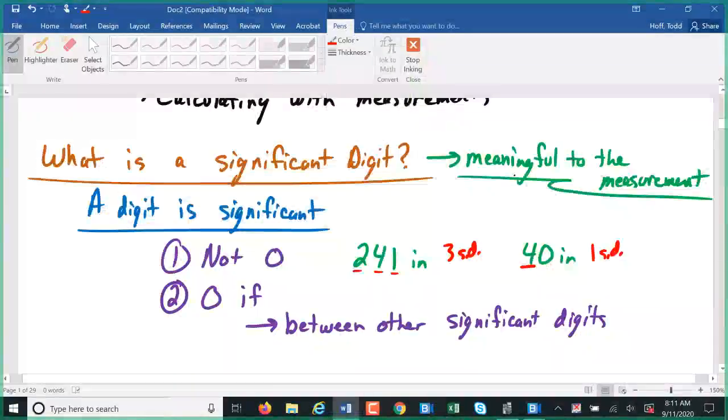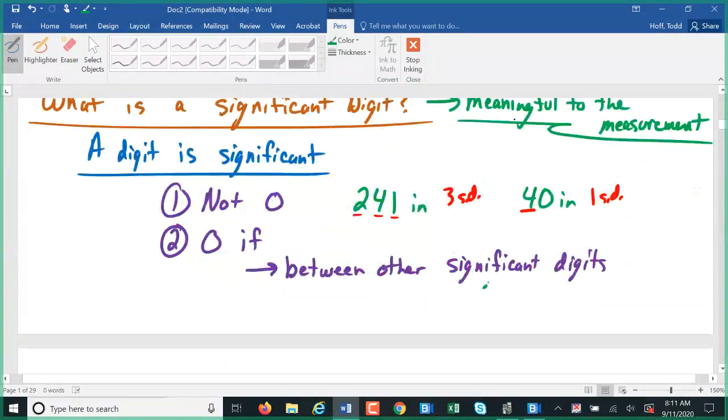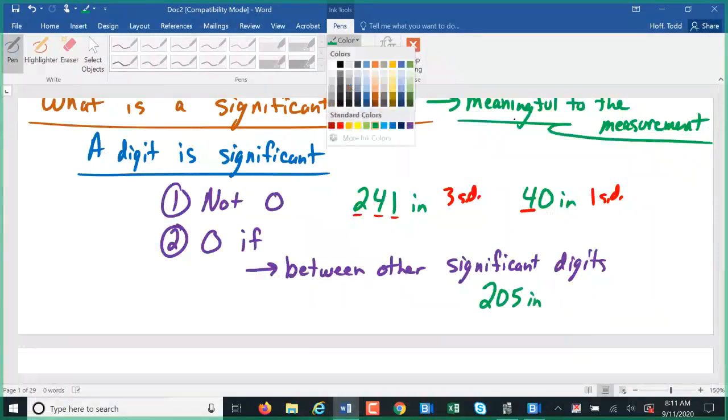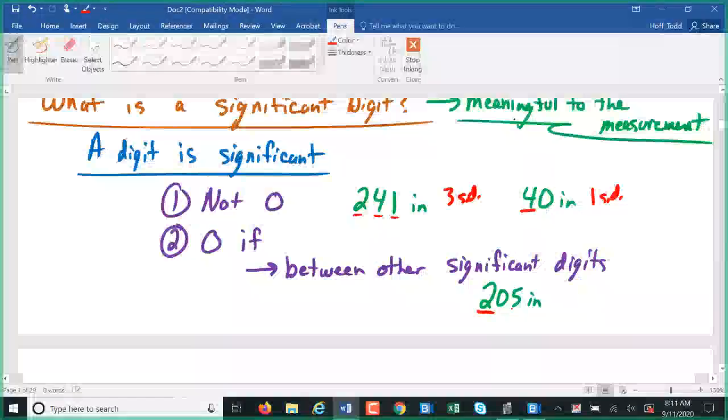But now down here it says a zero can be significant if it's between other significant digits. 205 inches. The 2 and the 5 are significant because they're not zeros. But that 0 is between other significant digits. It's between the 2 and the 5. So it is significant. That has 3 significant digits.